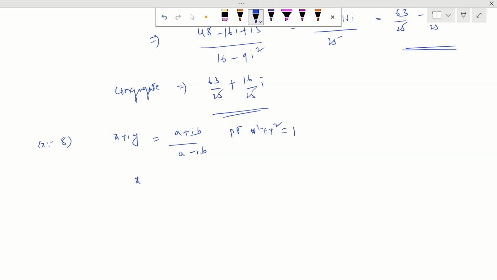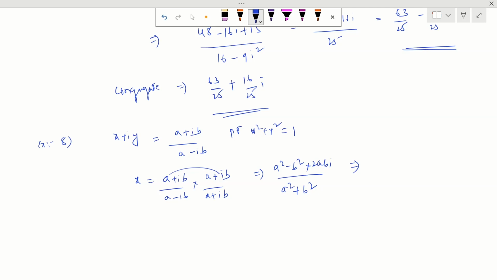So here a plus ib is given, and the denominator term is a minus ib. I multiply this term on both sides by a plus ib, and if we multiply this, it will come as a square minus b square plus 2ab i, right? The denominator a plus ib into a minus ib is a square plus b square, right? So a square minus b square, and here i square is minus 1, so minus 1 will get positive, right?